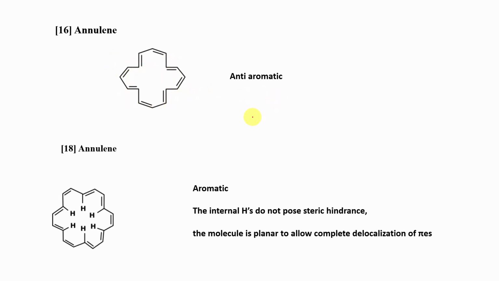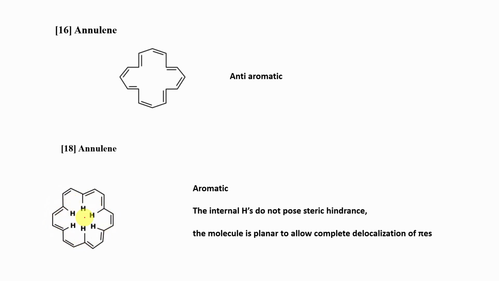The next homologue is 18 annulene. It can be represented like this: 18. 18 is a Hückel number for aromaticity. That is, it obeys the 4n plus 2 pi electron rule. So 18 is a Hückel number for aromatic, and hence it is aromatic. All the internal hydrogens are far apart from each other, so these hydrogens do not pose any steric hindrance, and hence the molecule is planar to allow complete delocalization of these pi electrons, and hence it is aromatic.